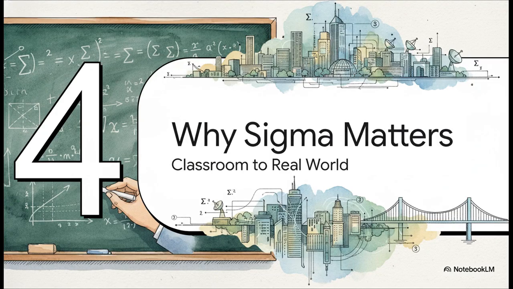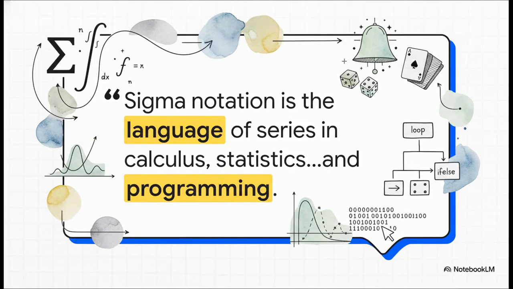So you might be thinking, okay, cool, but is this just some neat trick for my math class? Absolutely not. Learning this notation is like getting a key that unlocks a whole bunch of bigger ideas in science, tech, you name it. Getting comfortable with sigma is going to be a huge help down the road. It is literally the language of series and calculus. It's absolutely essential for probability and statistics. And like we said, it's the core idea behind loops in computer programming. You're going to see this everywhere.